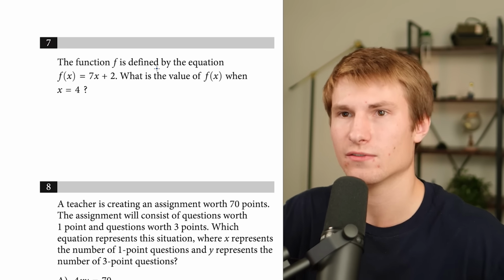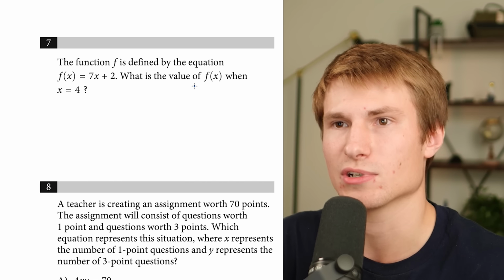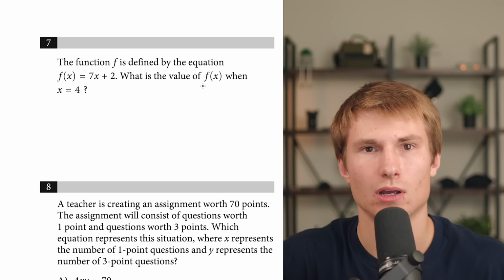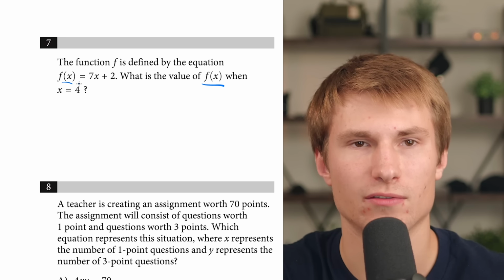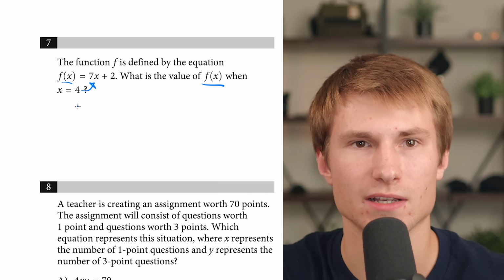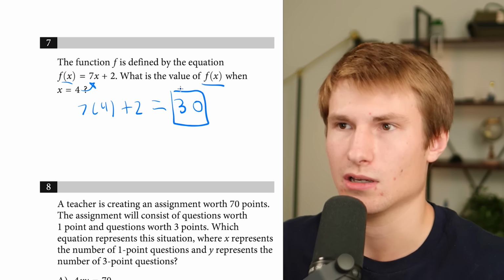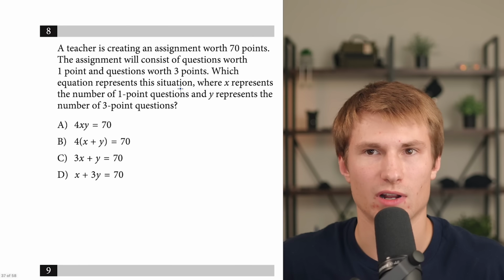The function f is defined by the equation f of x is equal to 7x plus 2. What is the value of f of x when x is equal to 4? In this case, it's pretty simple, right? We just have f of x when x is 4. We put in 4 for x. That'll give us 7 times 4, which is 28, plus 2. 28 plus 2 is 30, so our answer is 30. All right, so that one is pretty simple. Moving on to number 8 now.